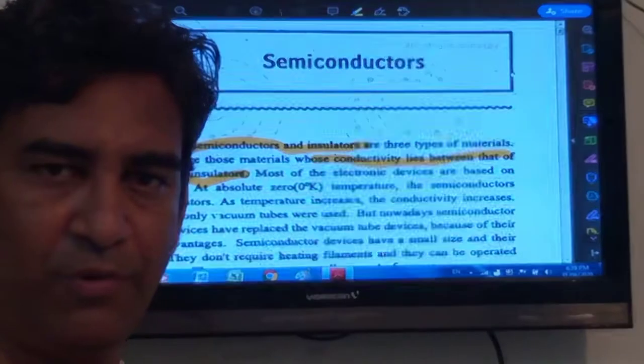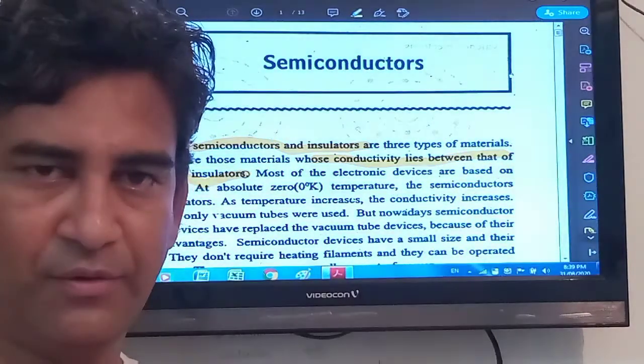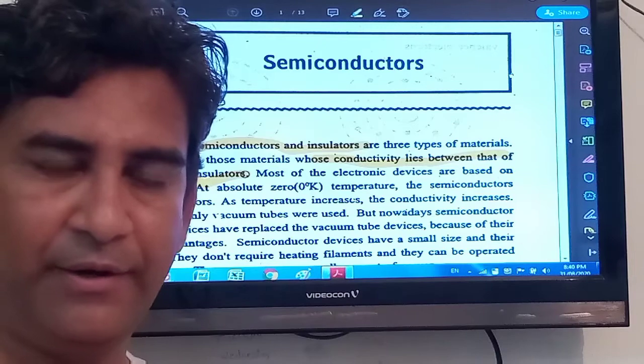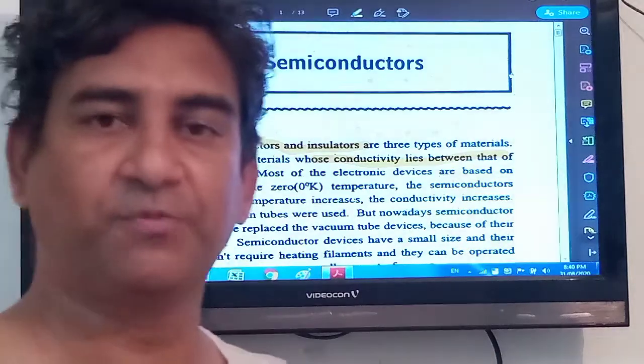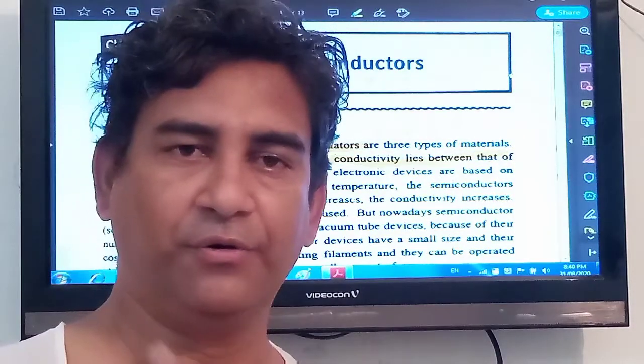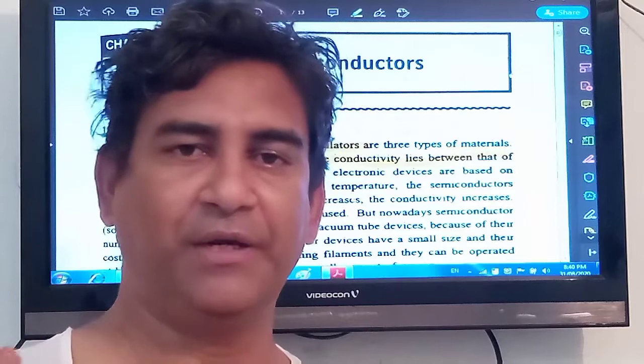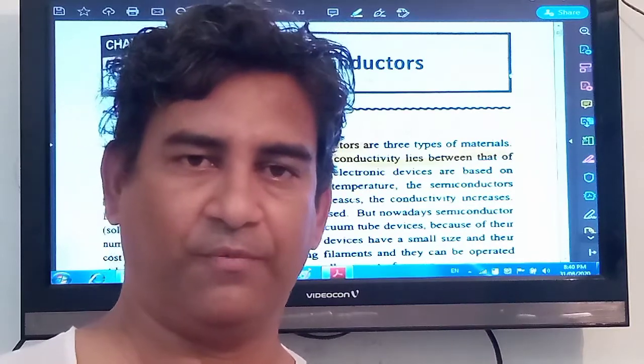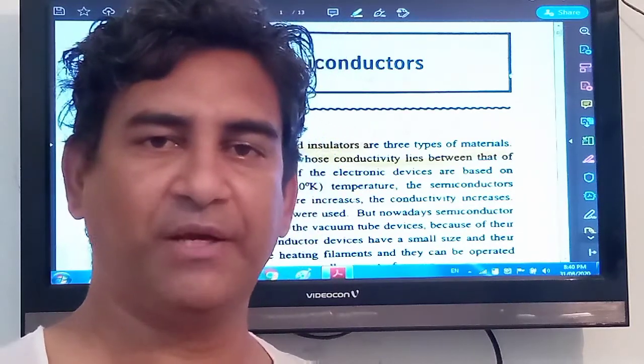The vacuum tube was so big. Okay, it requires a large amount of space, and due to that, nowadays it is being replaced. Which component replaces it, we will see.